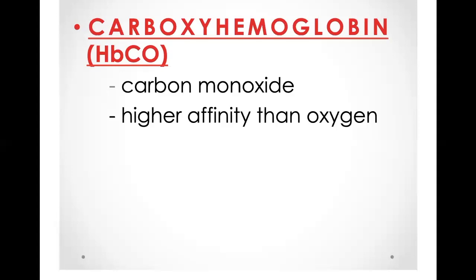Okay, so let's resume. Let's talk about carboxyhemoglobin. So we mentioned that when hemoglobin binds with carbon monoxide, it now becomes carboxyhemoglobin. And always remember that carbon monoxide has higher affinity than oxygen. I think most references would say carbon monoxide has about 200 to 300 times higher affinity than oxygen.